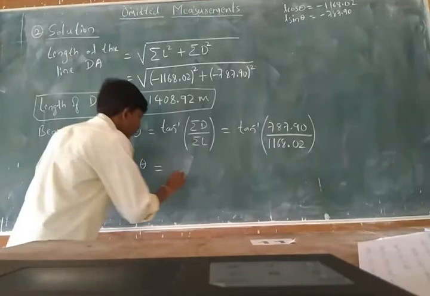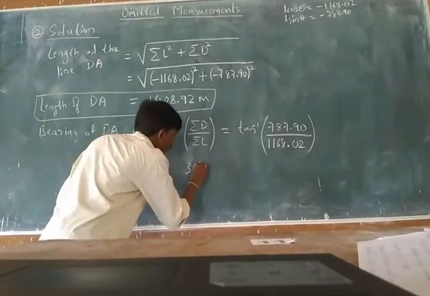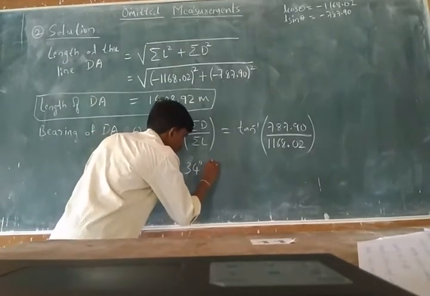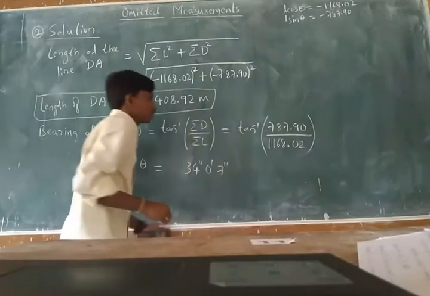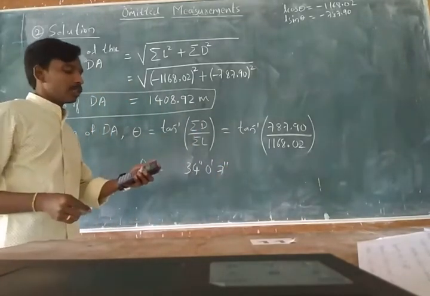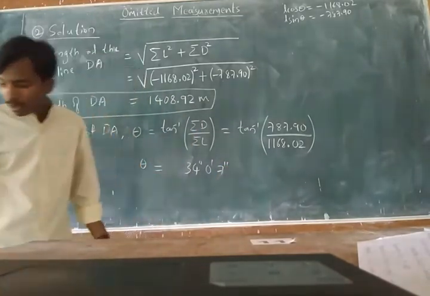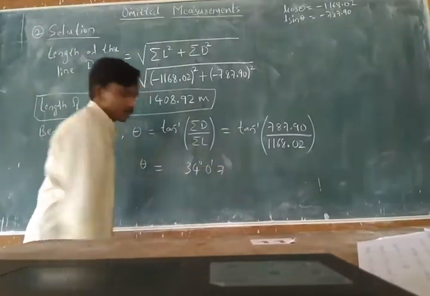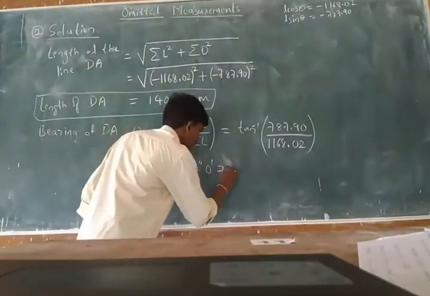I'll write it here, 34 degrees 0 minutes, actually it is 7.35 seconds. You can write that, 7.35 seconds.